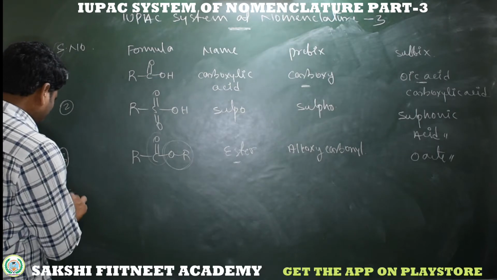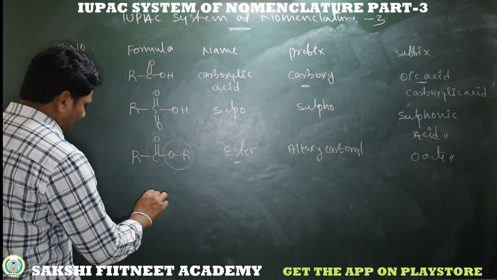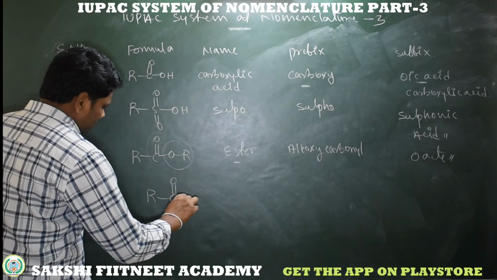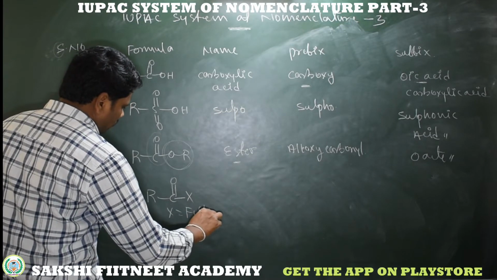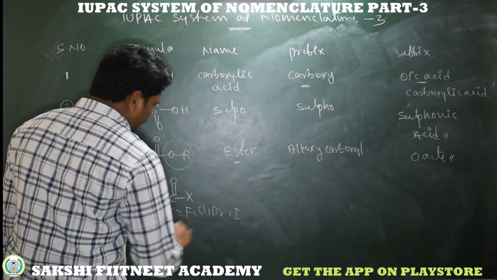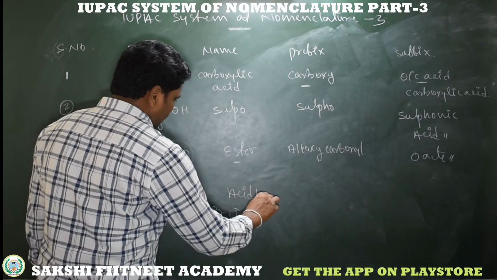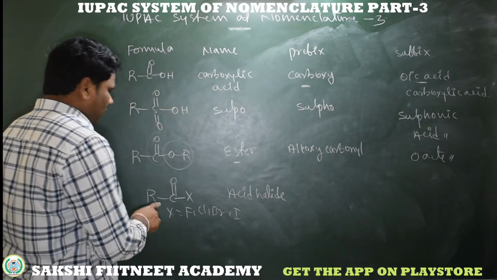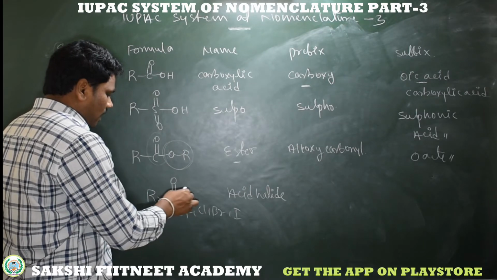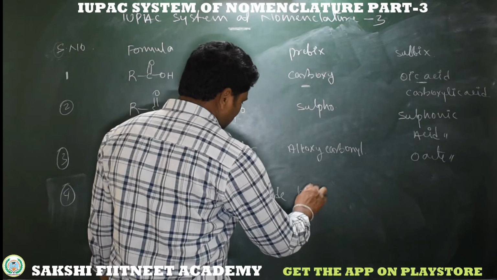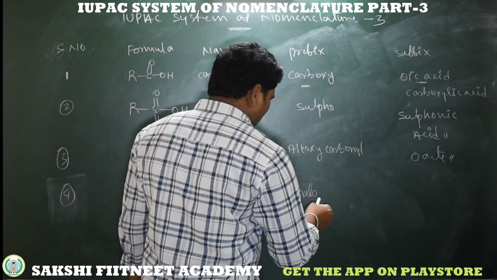Next, the fourth priority group becomes acid halide, C double bond O X. Here, what about X? You can take fluoro, chloro, bromo or iodo. So what is the name of this group? It's an acid halide. When you are taking this group as a prefix, simply halocarbonyl. Halo means based on the halogen. If chlorine is there, chlorocarbonyl, bromocarbonyl, iodocarbonyl.